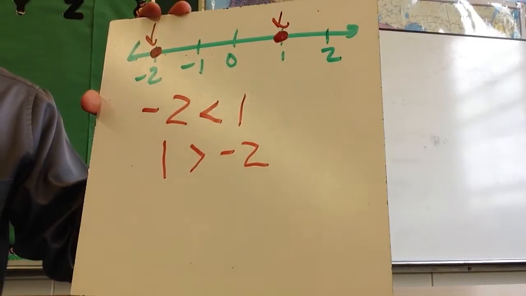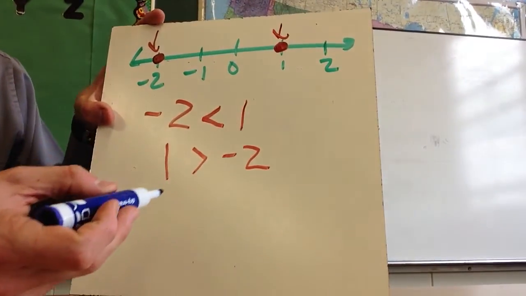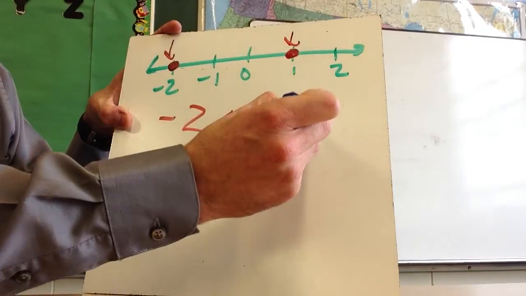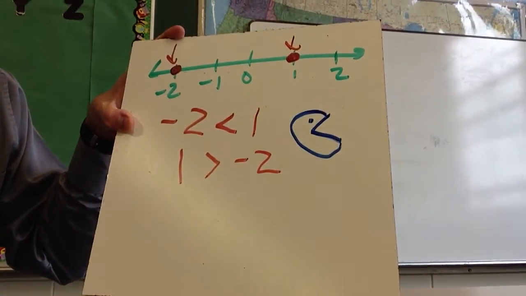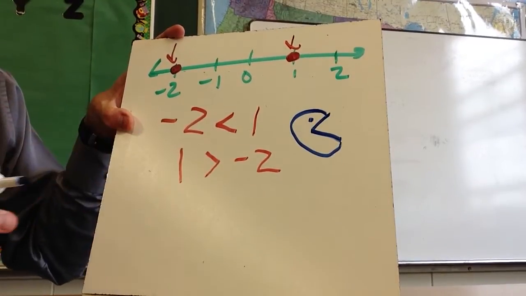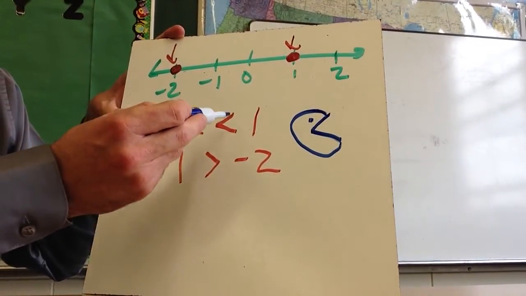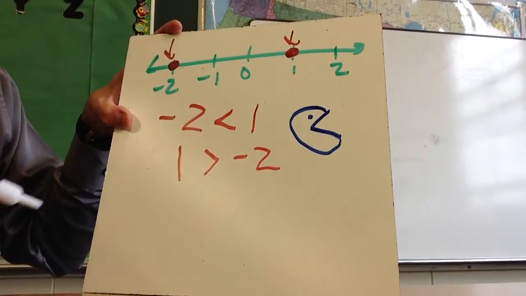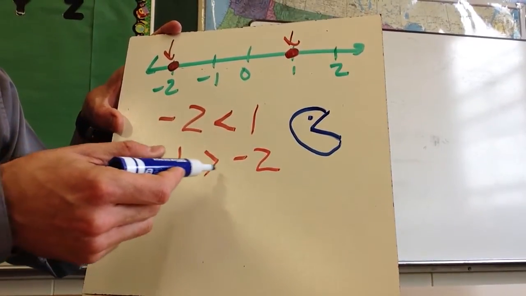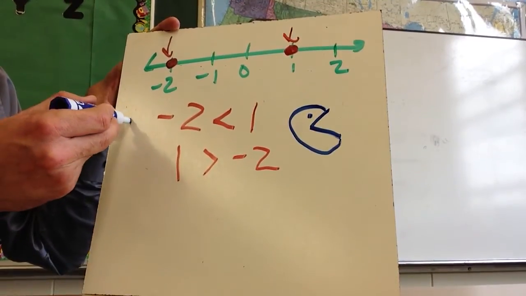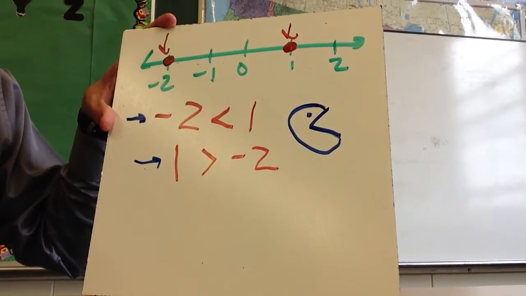And I know a lot of people have learned this. When I was growing up, Pac-Man was big, so we often learned that Pac-Man would eat the larger number. Some people think of this as a mouth, and the mouth's eating the large number. But I would like for us to start to actually use the words -2 is less than 1 and 1 is greater than -2. Keep in mind that obviously both of these statements are true.